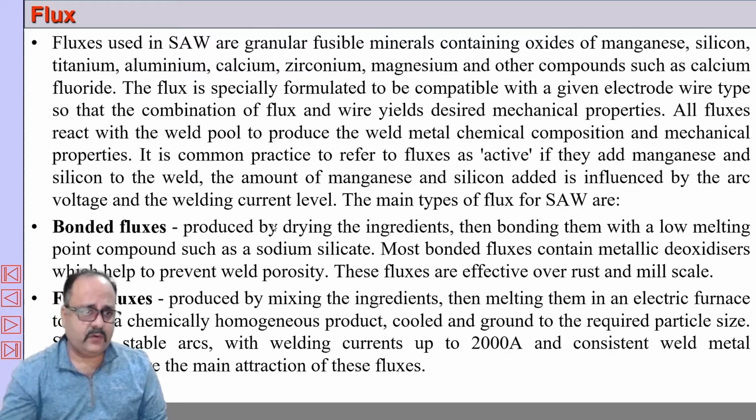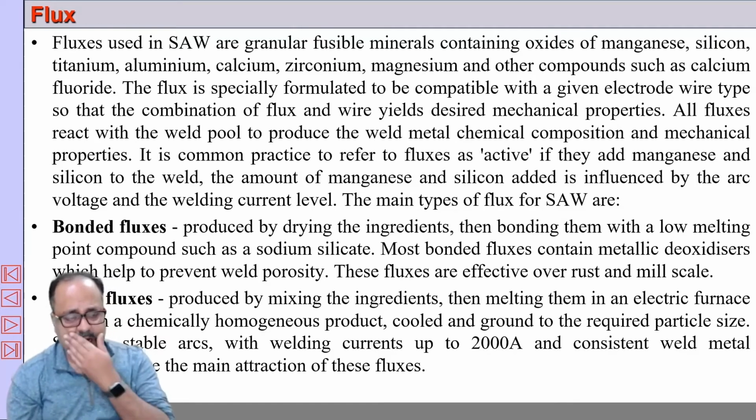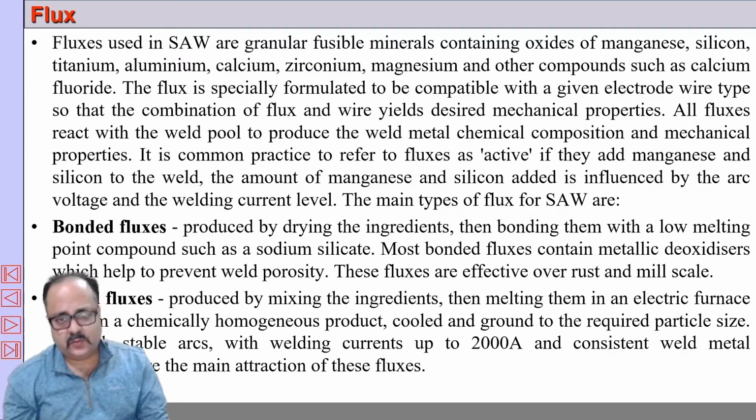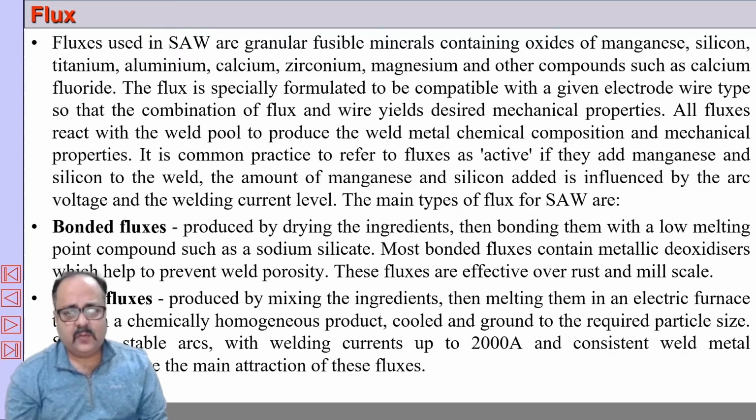Now fluxes are of 4 types basically. Bonded fluxes. In bonded fluxes we use a low melting point bonding material like sodium silicate to bond the fluxes together, and normally this type of flux contains deoxidizers which prevent any kind of weld porosity and can be effective over rust and mill scales.